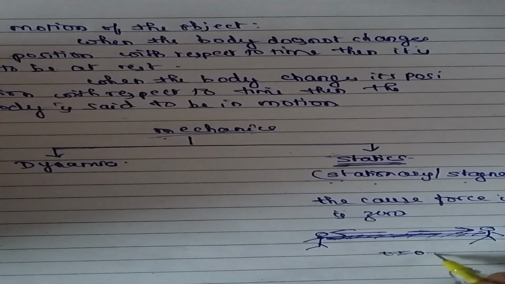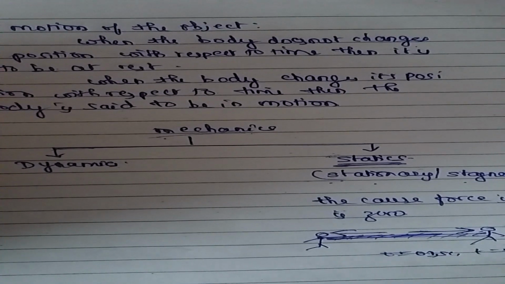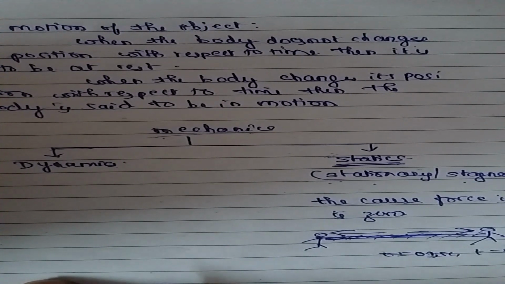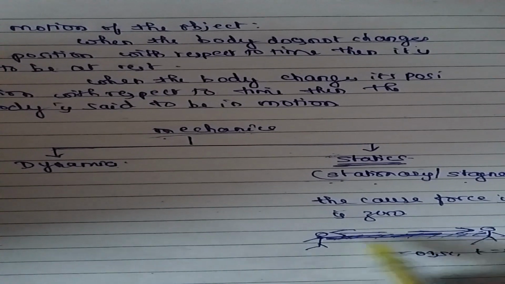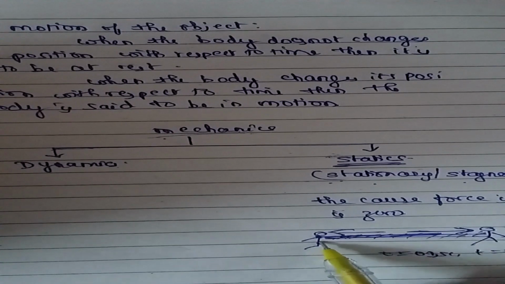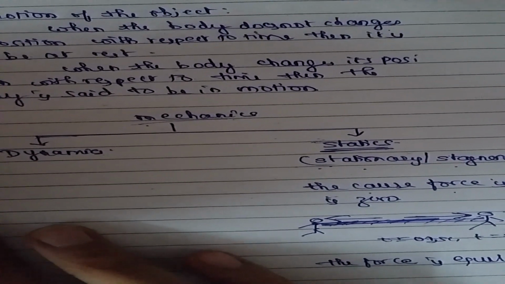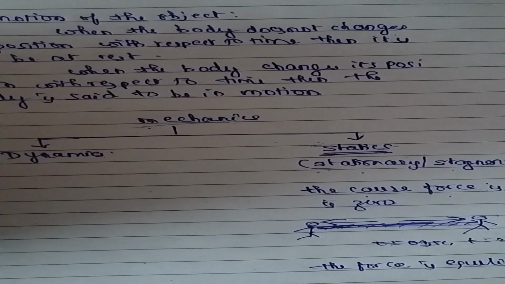At that time t equal to 1 second, or if t is equal to 2 seconds, or if you consider any time, at that time you are getting the same position for this rope. So we can modify your definition: when the body is in equilibrium with the different forces, at that time the body is at rest.